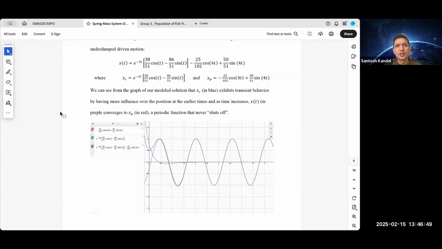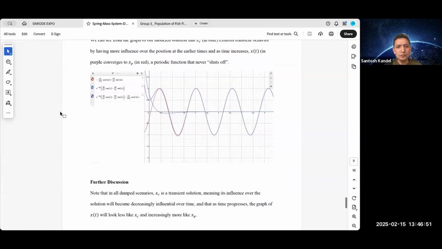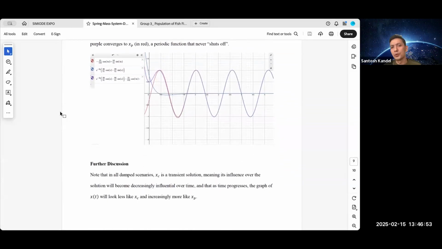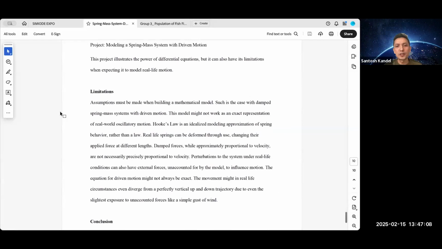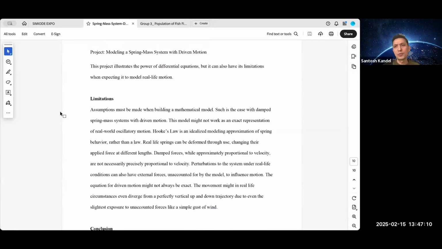So this is one of the projects. I took it from the book, as an extension of the things I discussed in the class, for them to explore on their own terms what it means to be adding this extra force when you're talking about the spring mass system. And then finally, they also talk about the limitations of the model.